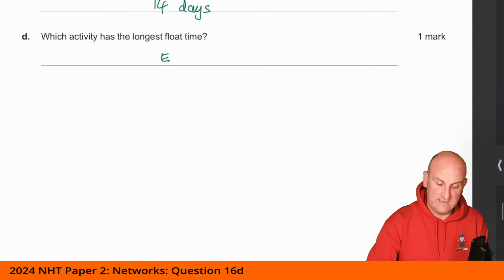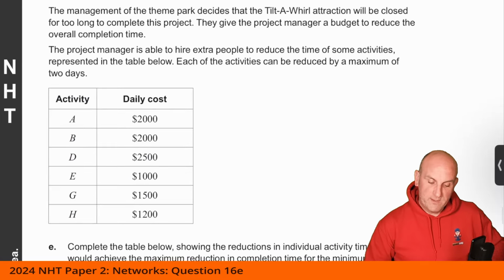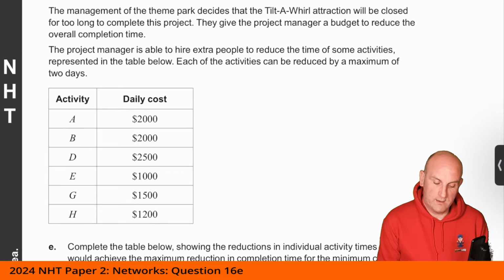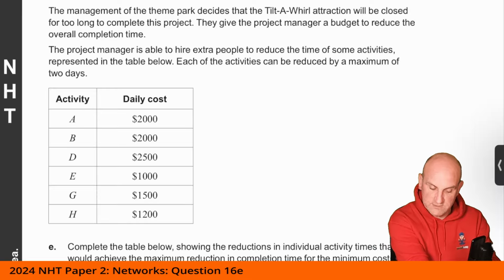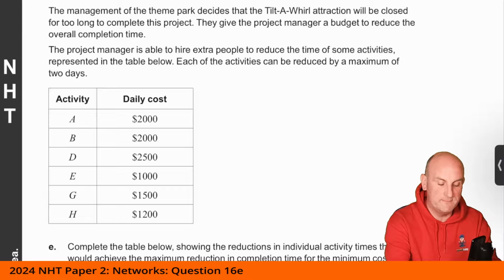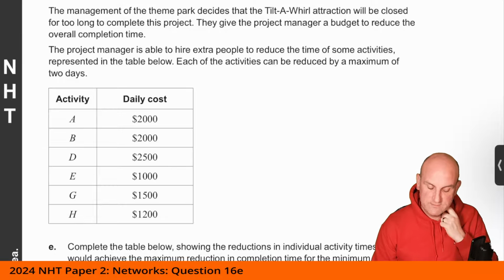It's just E. The management of the theme park decides that the Tilt-A-Whirl attraction will be closed for too long to complete this project. They give the project manager a budget to reduce the overall completion time represented in the table below. Each of the activities can be reduced by a maximum of 2 days. There we go. We got those values there.